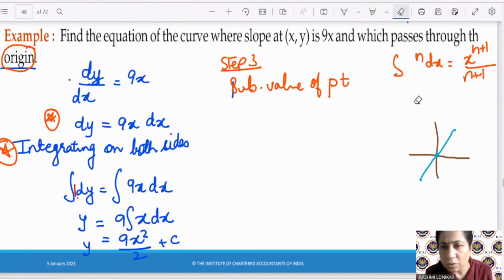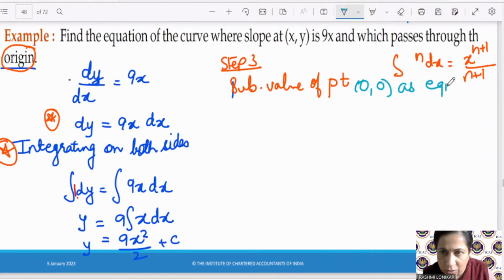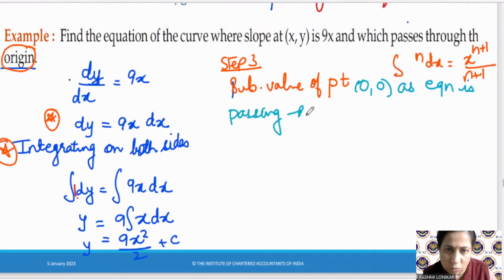So what I mean by passing through the origin is passing through the point 0, 0. Okay. So substituting the value of the point, which is 0, 0, as the function is passing through origin. Not equation, function.